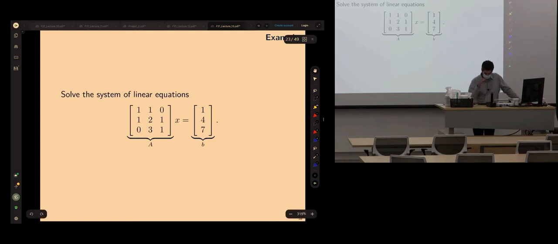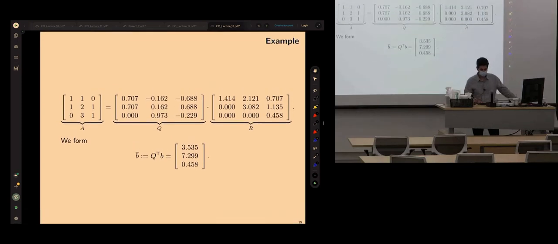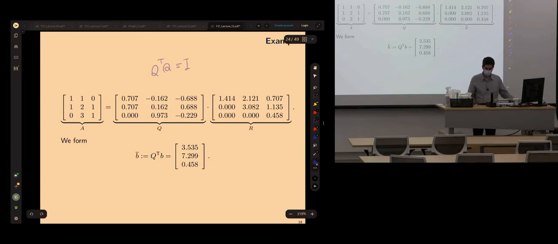All right, so we have a 3x3 system of linear equations. We have A and B. We want to solve it using QR. First thing we do, we factorize A to Q and R. And we get a bunch of numbers. We know that Q must be orthogonal. You can verify, right? You can check that Q transpose Q is the identity.